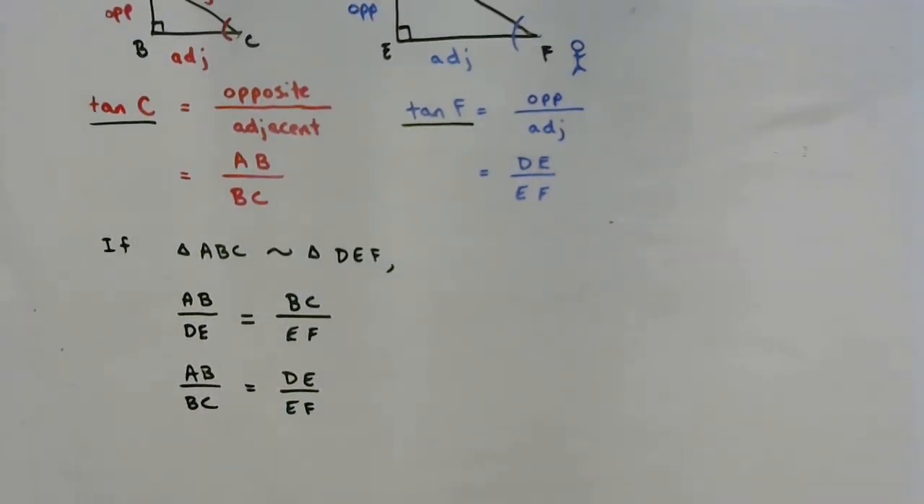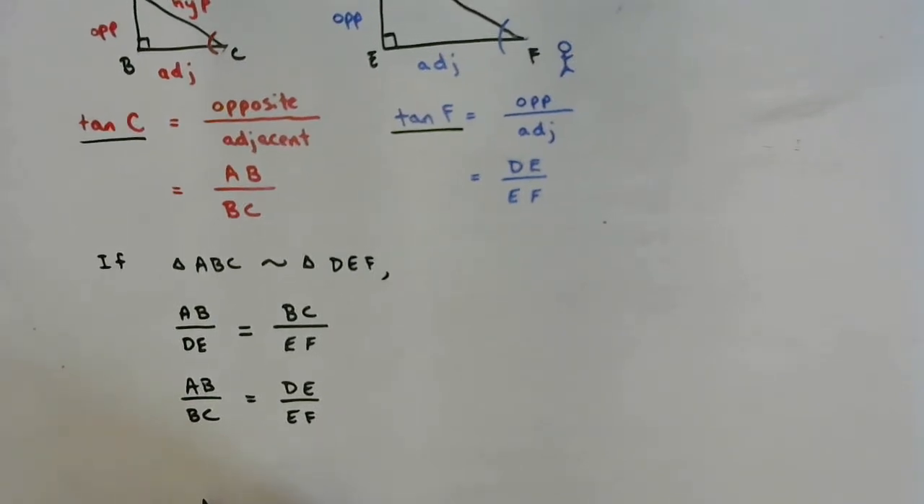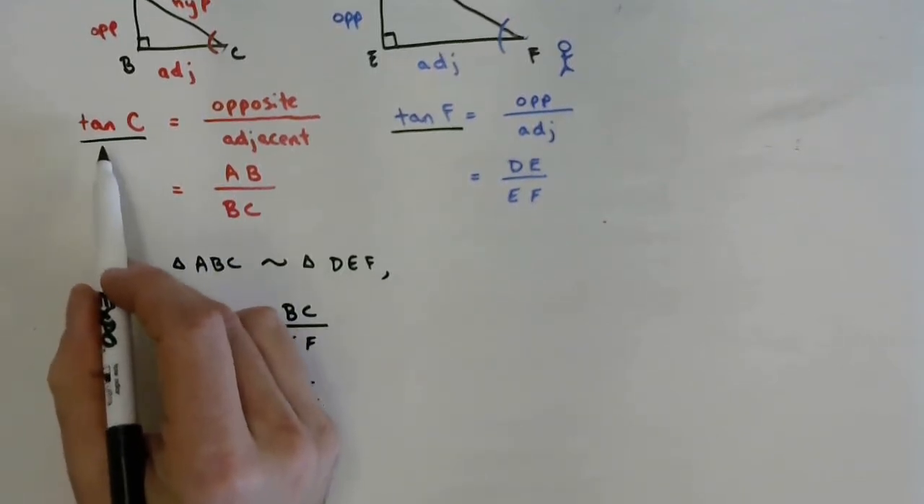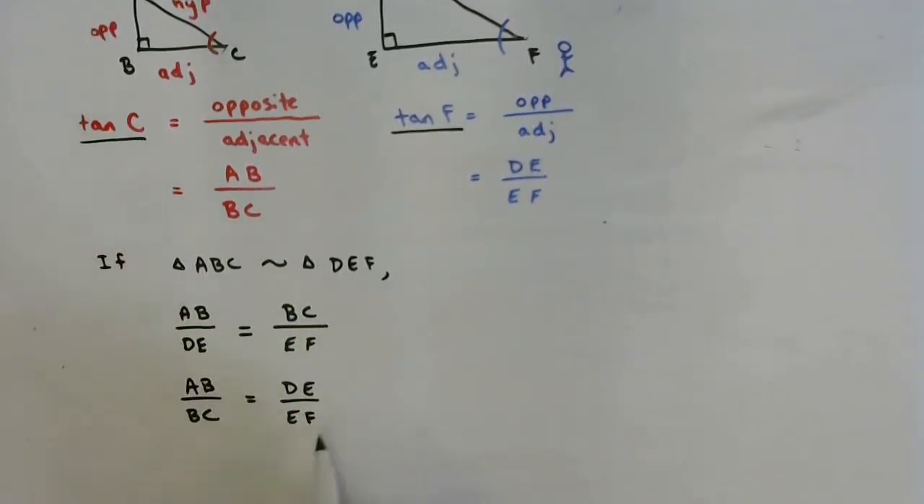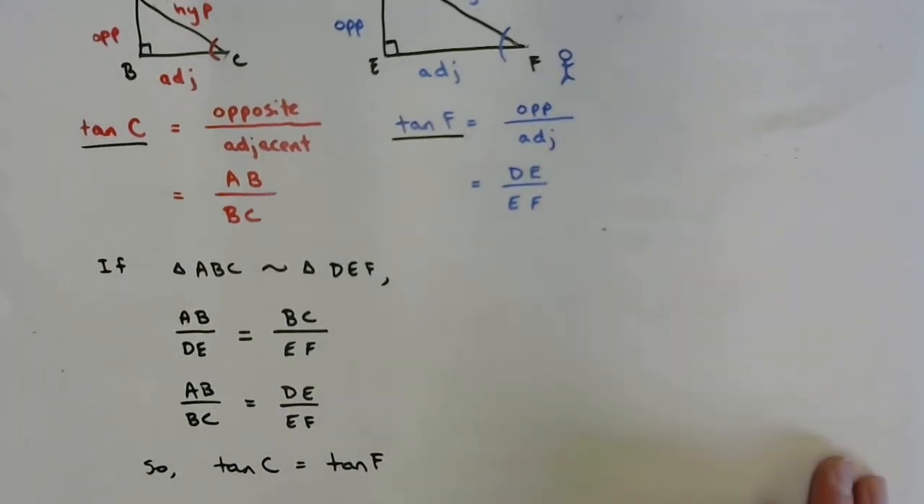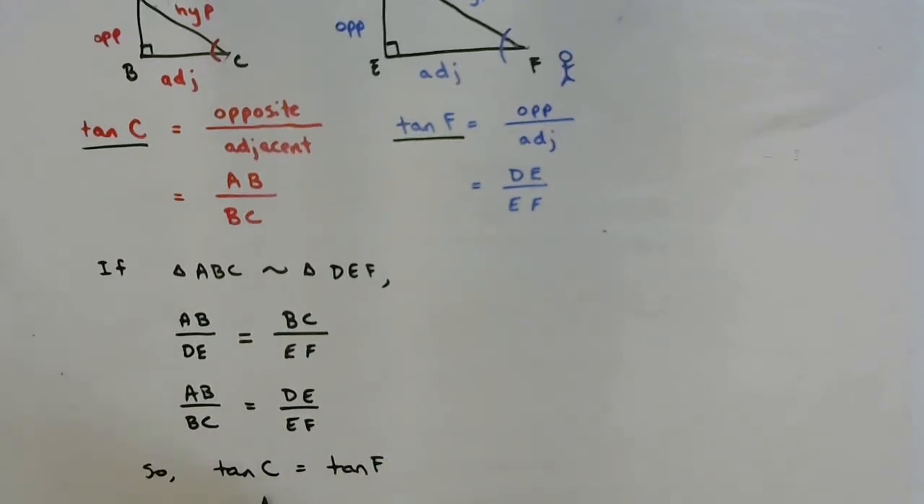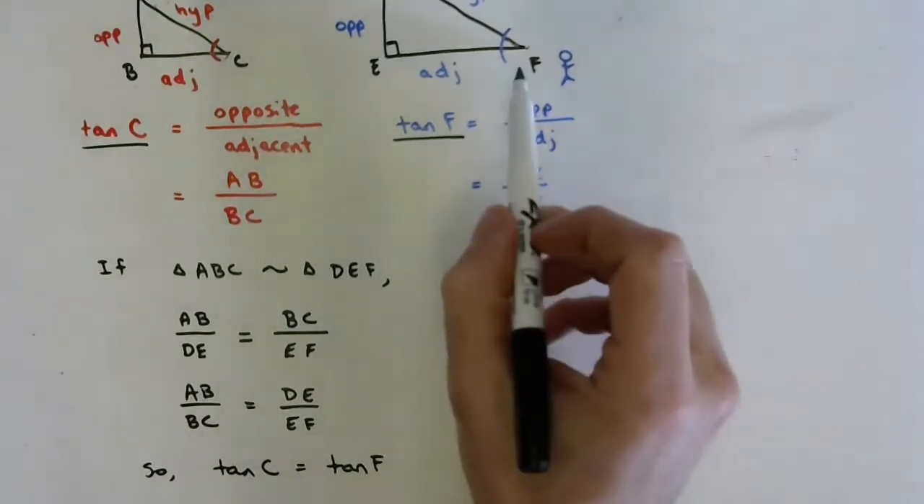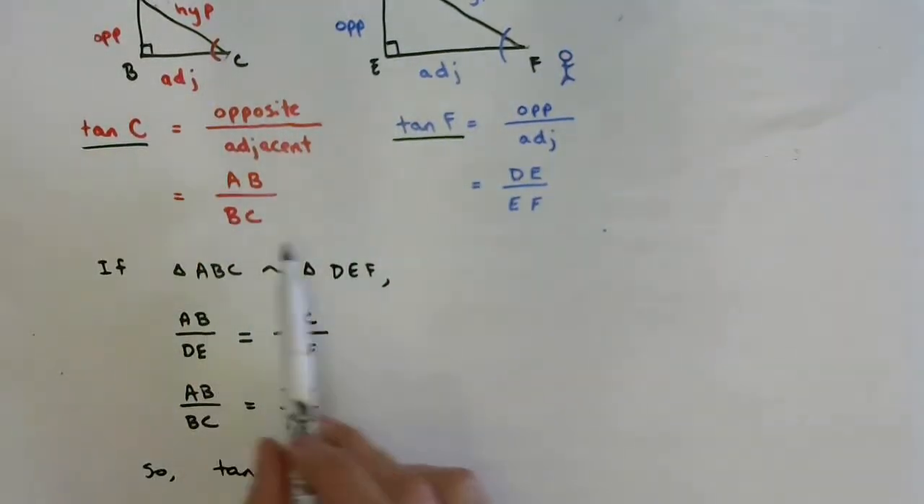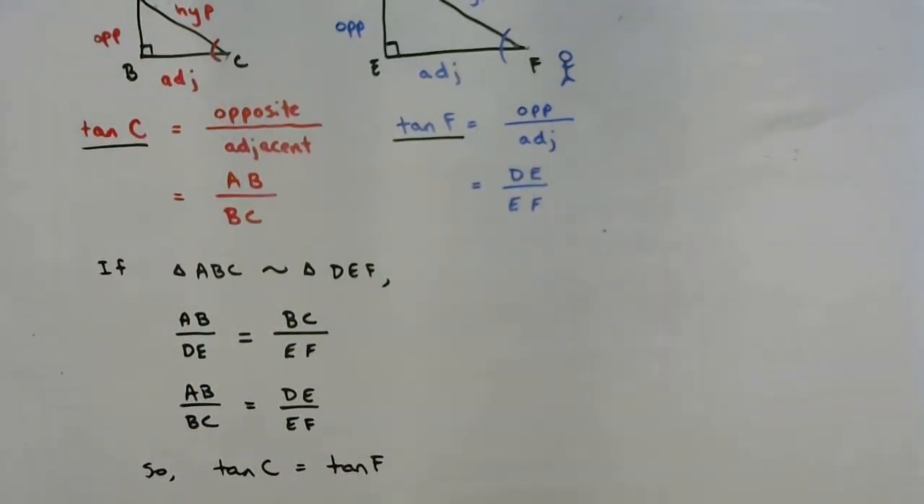And we also know that, in the concluding statement here, because this is all true and because they're similar triangles, this is the ratio that belongs to tan C. It is the tan ratio for C, and this is the tan ratio for F. So we know that the tangent of C is equal to the tangent of F. And we already know that they're similar. So it doesn't matter what size the triangle is, as long as that angle is the same, their ratio is also going to be the same.